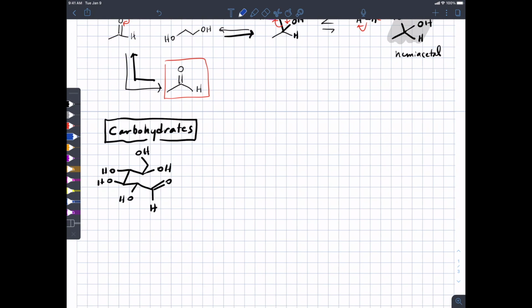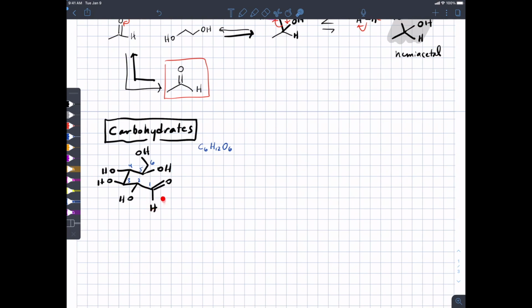So glucose is a 1, 2, 3, 4, 5, 6 carbon sugar. It's called a carbohydrate because for every carbon you have basically a water molecule. For every C you have H2O. And glucose is, of course, the input to glycolysis, and so it's very important in metabolism.